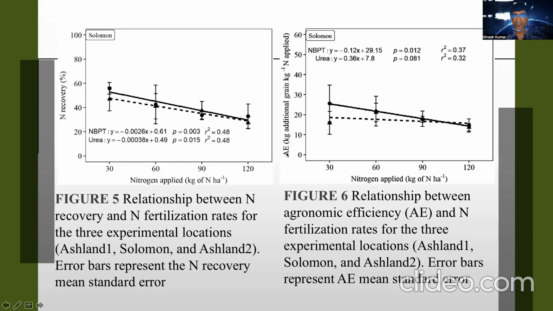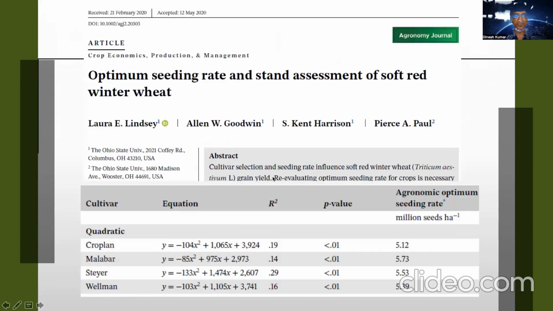Similarly, here it is agronomic efficiency. It is decreasing with the increase in nitrogen rate. So purpose here is to see the different uses of correlation and regression analysis. And it makes your paper very attractive. And see, this is optimum seeding rate and stand assessment of soft red wheat. And all these papers have been published in very reputed journal like Agronomy Journal.